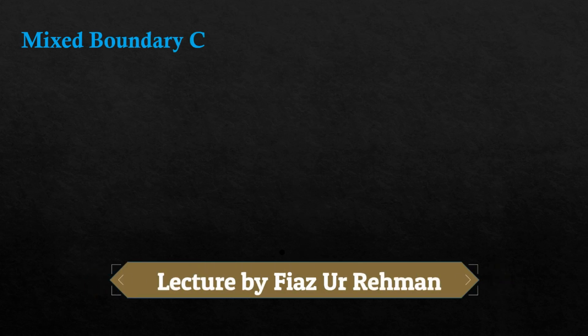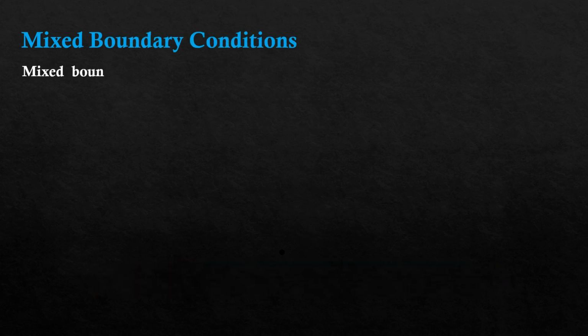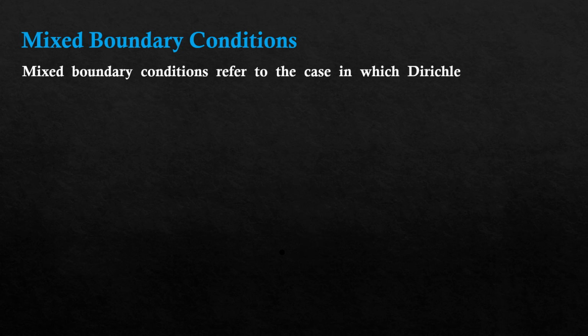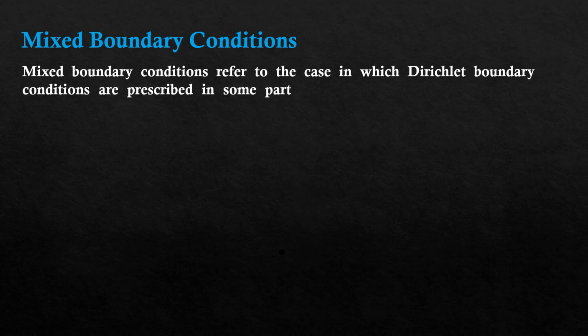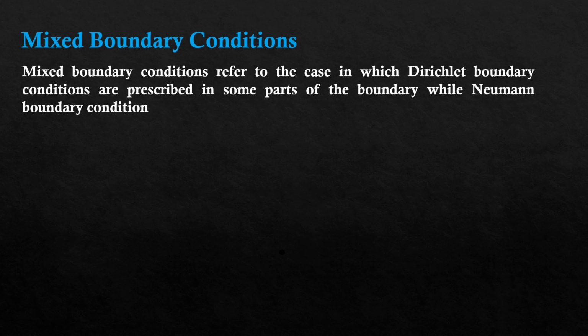Our next conditions are mixed boundary conditions. Mixed boundary conditions refer to the case in which Dirichlet boundary conditions are prescribed in some part of the boundary, while Neumann boundary conditions exist in the other.